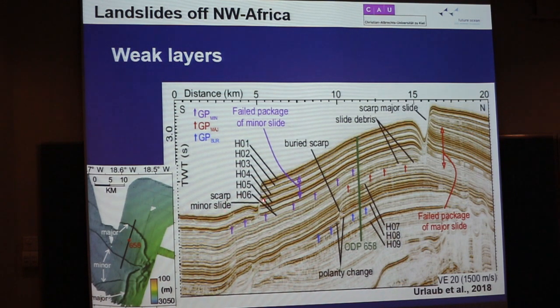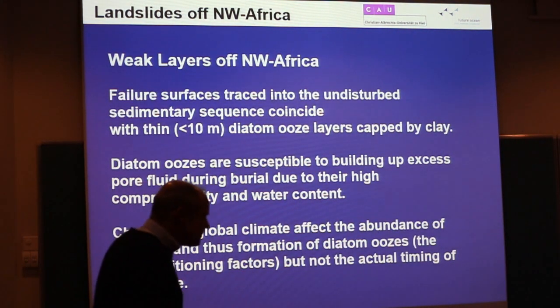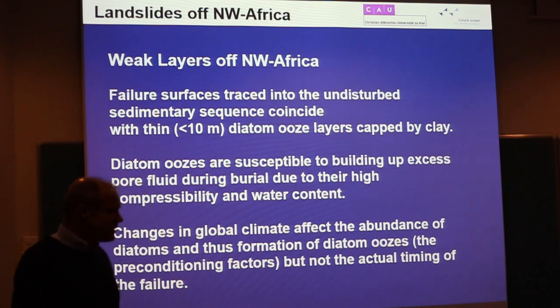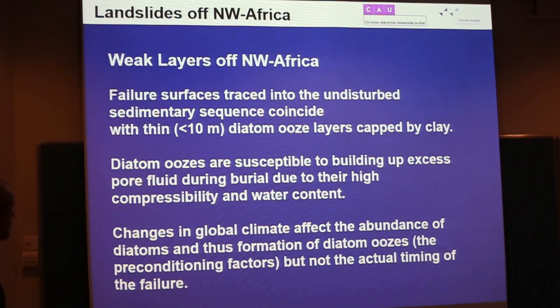And then you have a landslide which cuts deeper into the stratigraphy, but luckily this landslide only affected this part of the slope and not this part of the slope. So here at this location, we were actually able to trace the base of the landslide to the area where the landslide did not happen, and therefore we still have the original material of the weak layer. And the outcome of this is, when we think about weak layers off Northwest Africa, we were able to trace the failure surfaces into the undisturbed sedimentary sequence, and it came out that it coincides more or less with thin, relatively thin, less than 10 meters, diatom ooze layers, which are capped by clays.